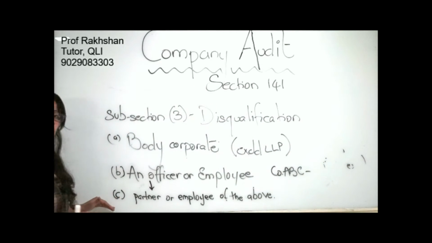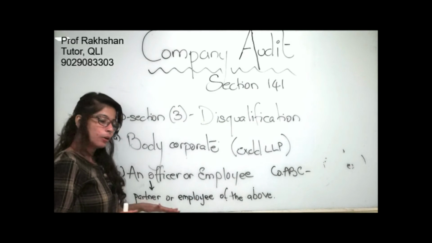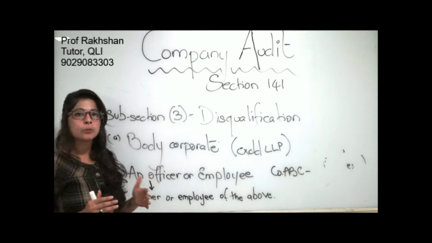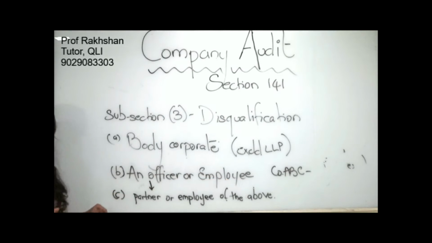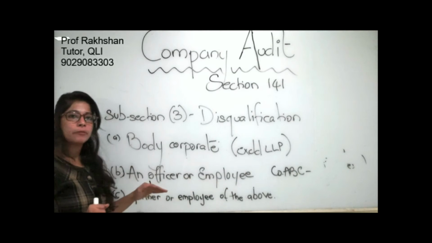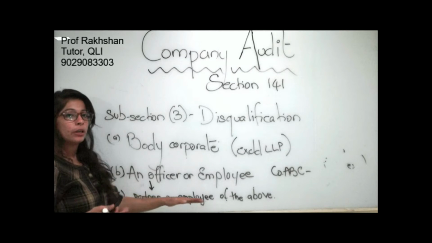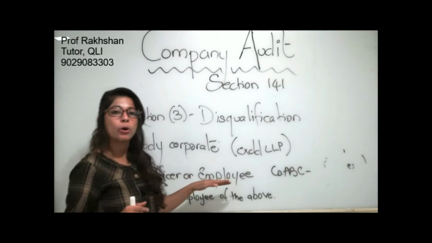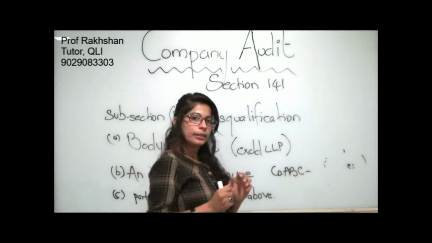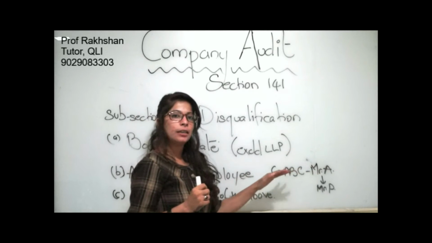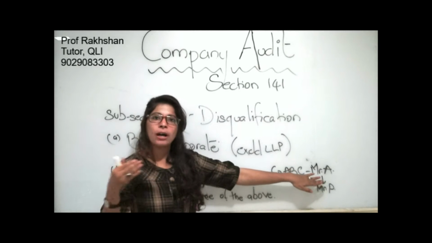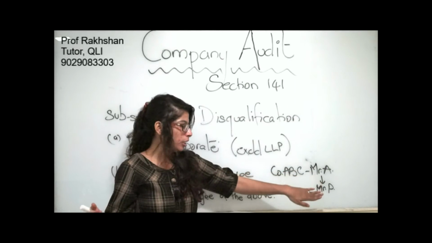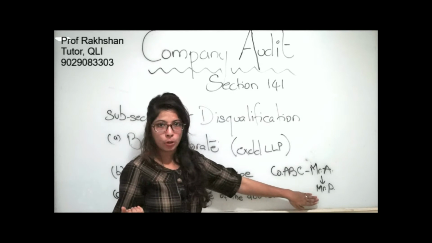Then we have the third clause which says a partner or an employee of the above, which means a partner or an employee of the officer or employee of the company. Now in our case, we had companies A, B and C, Mr. A being the director. Now Mr. A was also having his sole proprietary business in which he appointed Mr. P as an employee.